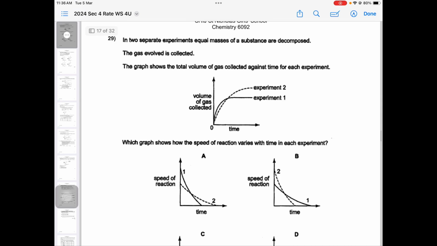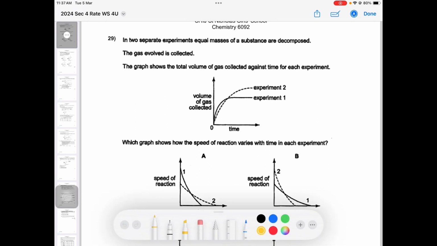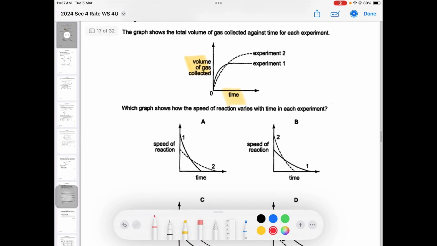So if you want to apply this to a question, you can look at MCQ number 29, where you have something similar. Two separate experiments, equal masses of a substance are decomposed. After collecting the gas, a graph was plotted to show the volume of gas versus time. Then they're asking you, how would the speed of reaction versus time graph look like? So it's the same idea.